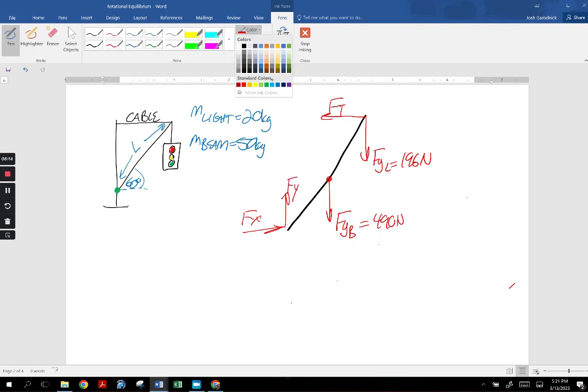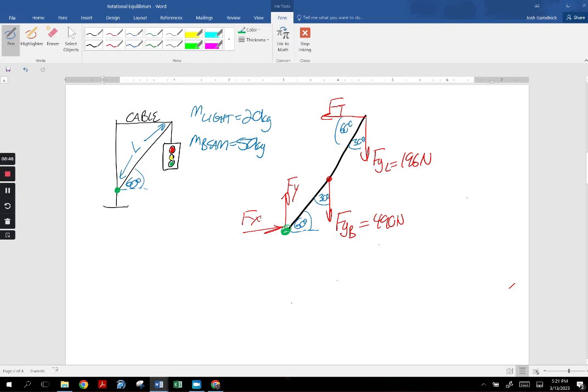I'm going to fill in some angles. This is 60 degrees, which makes this 60 degrees. This is 30 degrees. This is 30 degrees. Now that you've done that, you have to choose a reference point. You want to choose a location where you have unknowns. Right now, we don't know Fx, Fy, or Ft. I'm choosing down here because it's going to eliminate two of my unknowns.